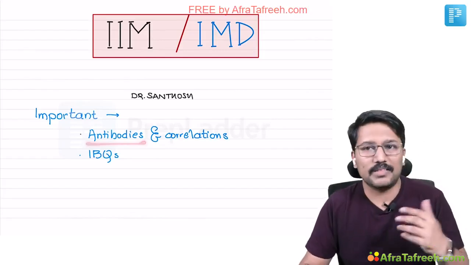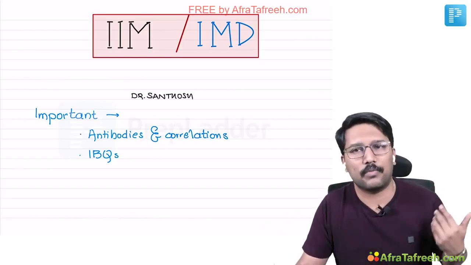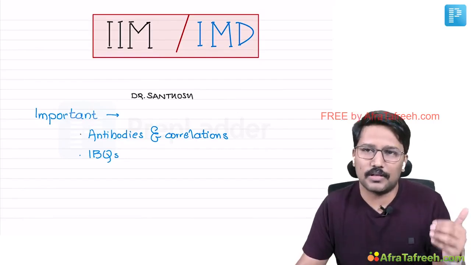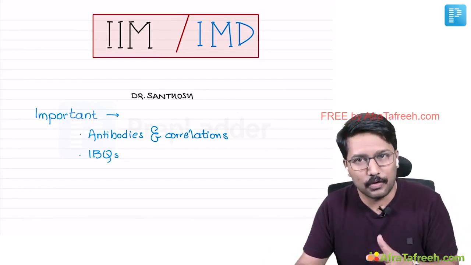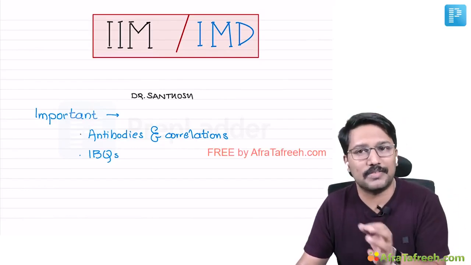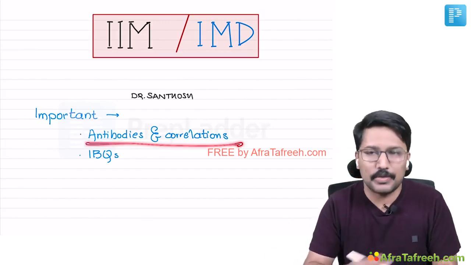One is the various antibodies that we encounter in these patients and their clinical correlations. For example, what antibodies are particularly associated with malignancy, what antibodies are associated with cardiac involvement, or skin involvement, or increased ILD risk. This is the standard template of MCQs from this topic so far.